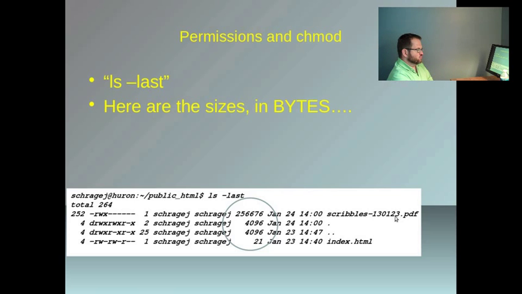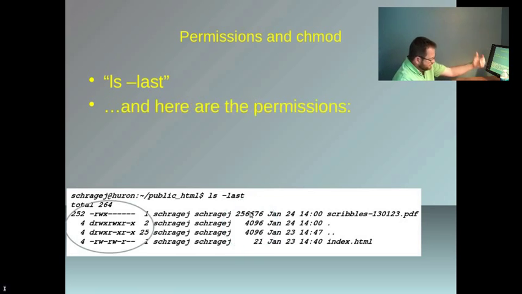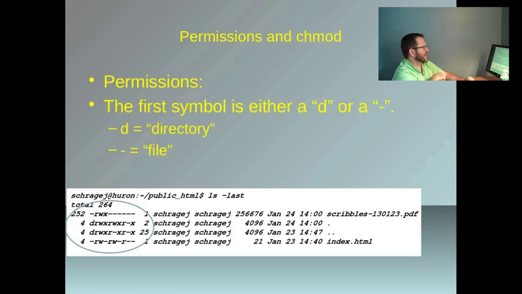Like, notice this file called Scribbles 130123 PDF. It doesn't really matter. Scribbles PDF is 256,000 bytes long. All right. Other files are smaller. I have an index.html file there that is only 21 bytes long at that particular time. We'll learn more about what a byte is on a different day. That stuff there has to do with who owns the file and who created the file. And then there's this little string at the beginning here that contains these D's, R's, W's, X's, and dashes that describe the permissions on the file.